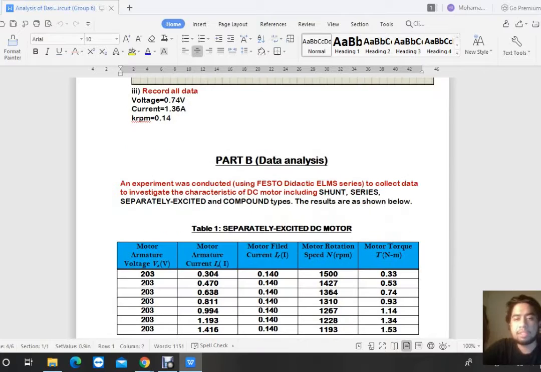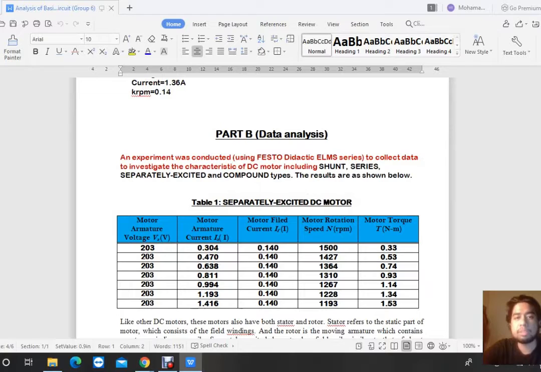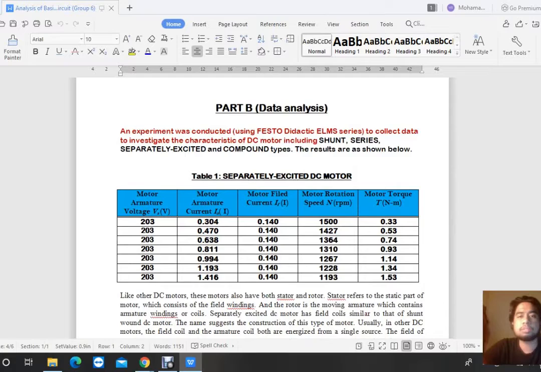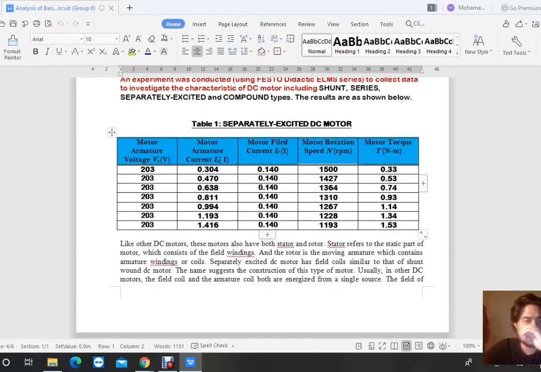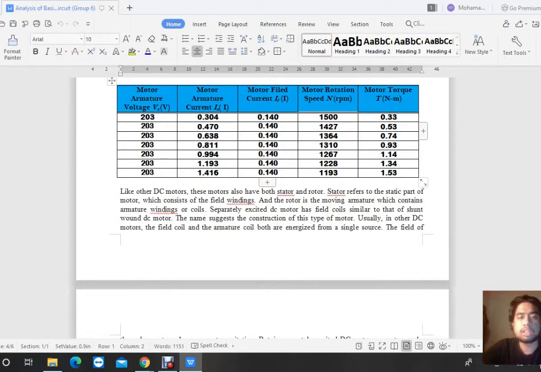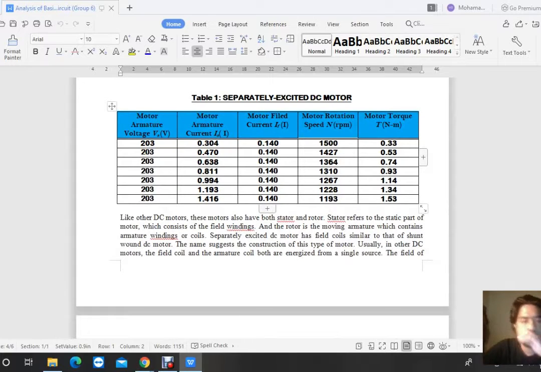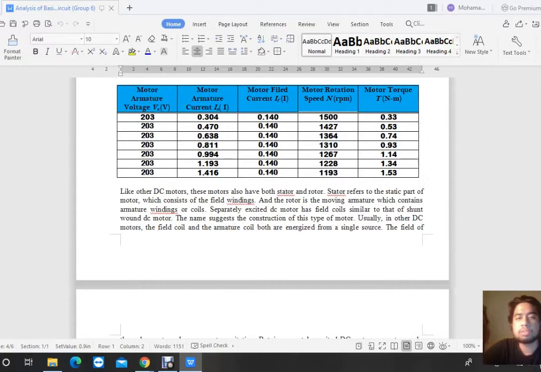After we finish part A, for part B we need to do the data analysis. So for the first table, it is about the separately excited DC motor. So what is a separately excited DC motor? This motor also has a stator and rotor. The stator refers to the static part of the motor, which consists of the field winding, and the rotor is the moving armature, which contains the armature winding or coil.